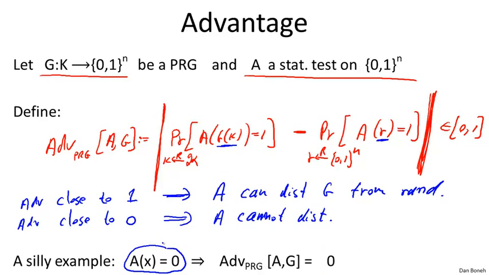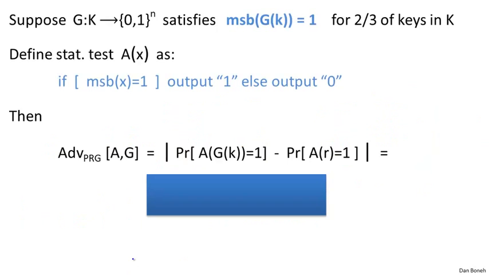If the statistical test always outputs 0, that means that when we give it pseudo-random input, it will never output 1. So the probability that it outputs 1 is 0. Similarly, when we give it truly random input, it still will never output 1, and so the probability that it outputs 1 is 0. And so 0 minus 0 is 0, so its advantage is 0. So basically, a statistical test that ignores its input is not able to distinguish truly random input from pseudo-random input, obviously. Now let's look at a more interesting example.